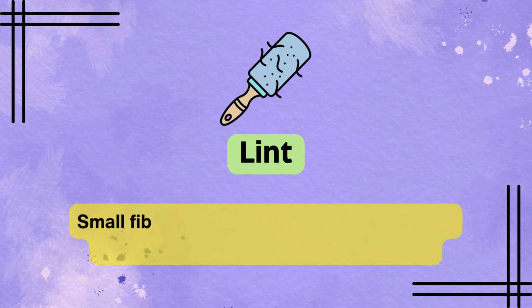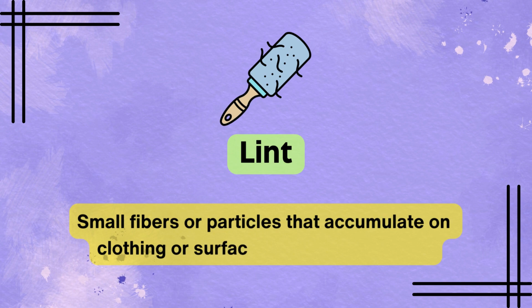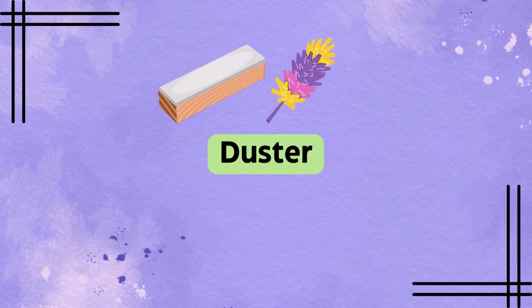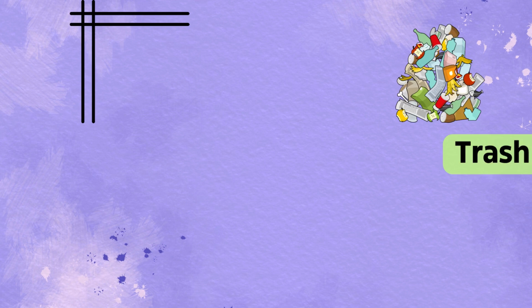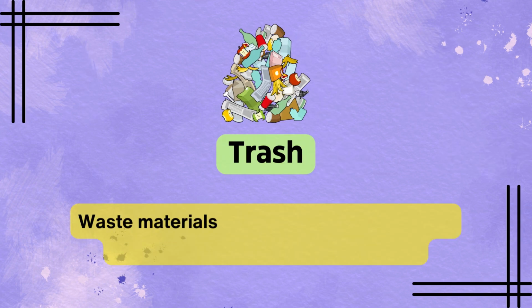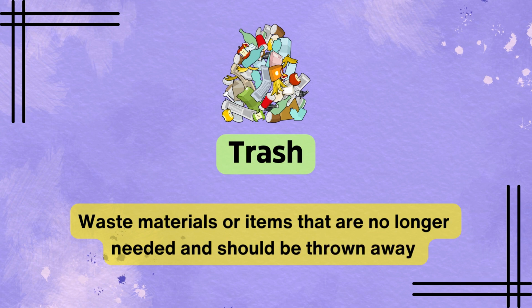Lint. Small fibers or particles that accumulate on clothing or surfaces, requiring removal. Duster. A tool or cloth used for removing dust from surfaces. Trash. Waste materials or items that are no longer needed and should be thrown away.